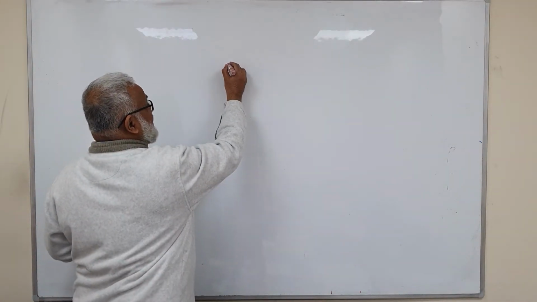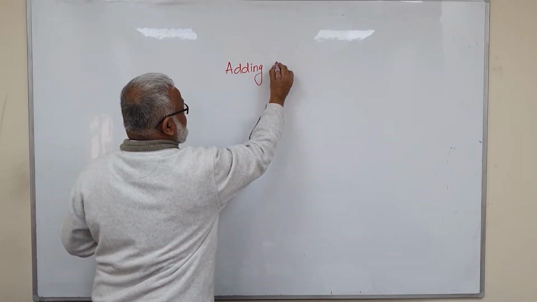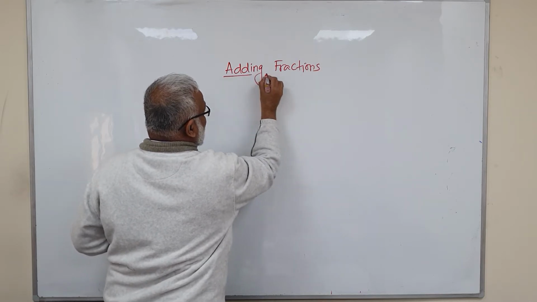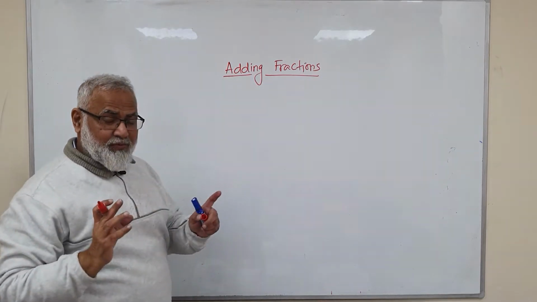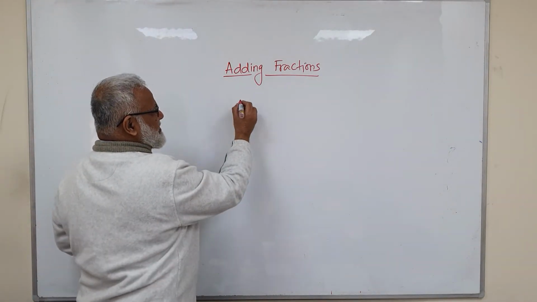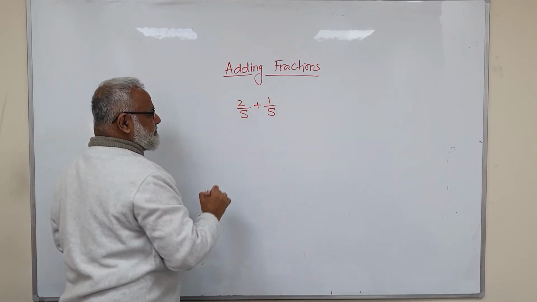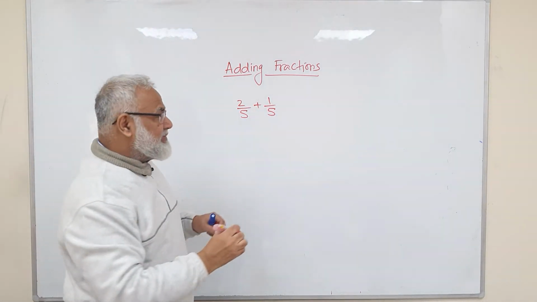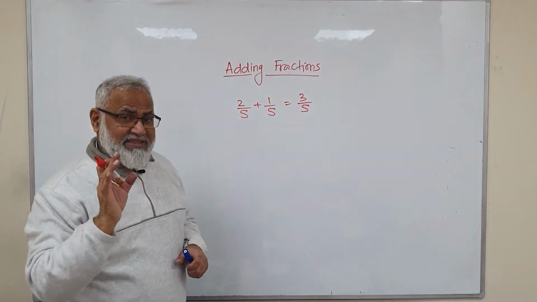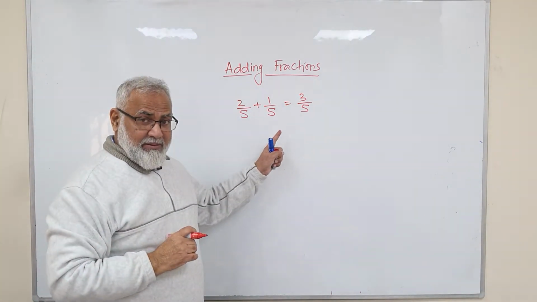The first thing is called adding fractions. So I'm going to add two fractions with different denominators. For your kind information, if it is the same denominator like this, you simply add the top number and leave the bottom number as it is. Now there is a misconception here. You do not add the bottom number, remember.